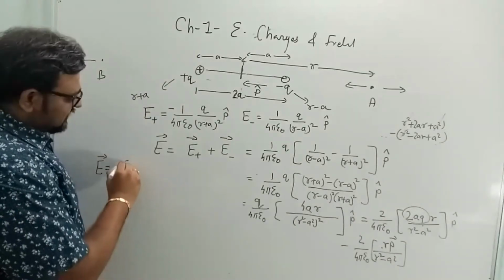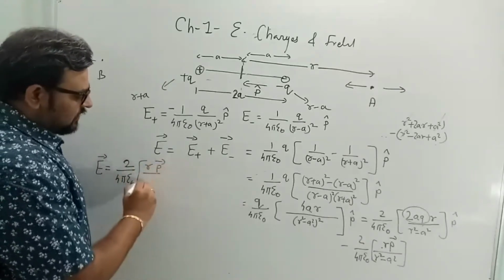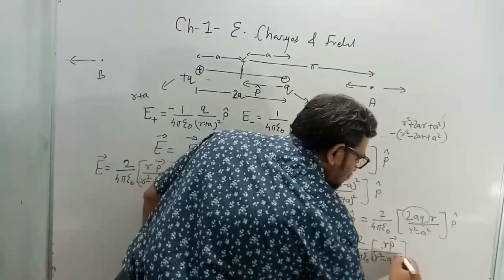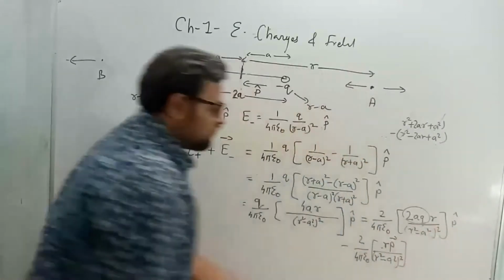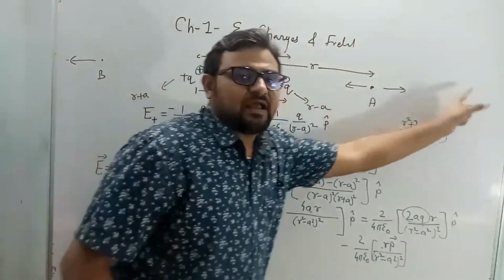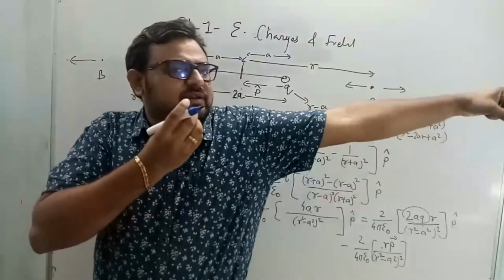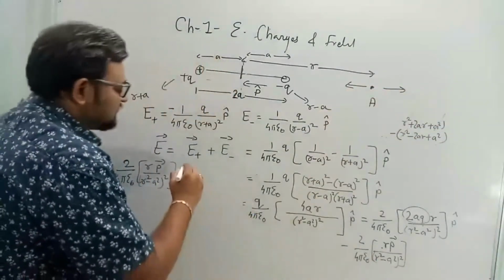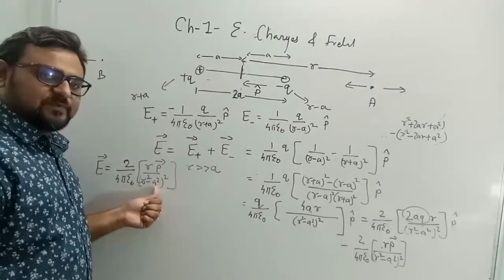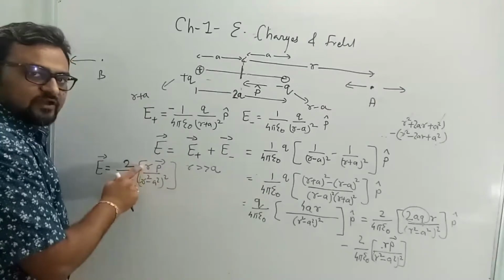So, okay, first let me write down 2 upon 4 pi epsilon 0 rp upon (r square minus a square) whole square. I just forgot to put down the square here. Okay, so now if I am taking this distance r as very large compared to 2a, meaning the dipole distance between them is very small, the distance I am taking at point A is very large, meaning r is much greater than a. So here a becomes negligible, so it's 0. So (r square) square, r to the 4, and here there is r, so it will be r cube.